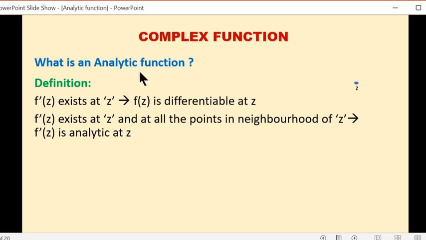We come to this word now, analytic. ये analytic क्या है? This is a concept which is a little bit higher or advanced than differentiability. Okay, let's read the second line. F dash z exists at z and at all the points in the neighborhood of z. Then we say f of z is analytic at z. Okay, means if a function, oh so sorry, it should be f of z.